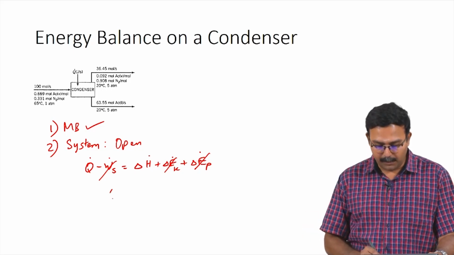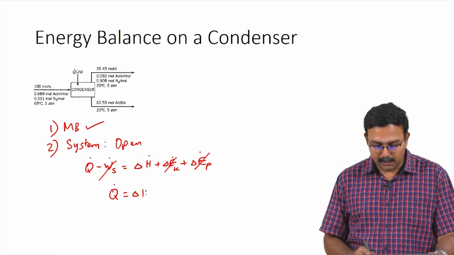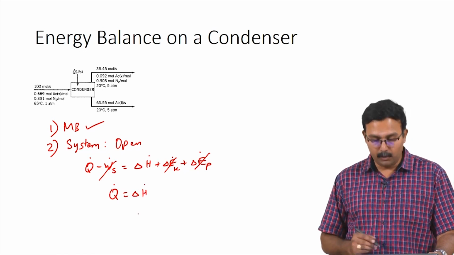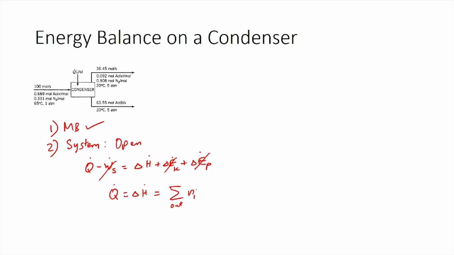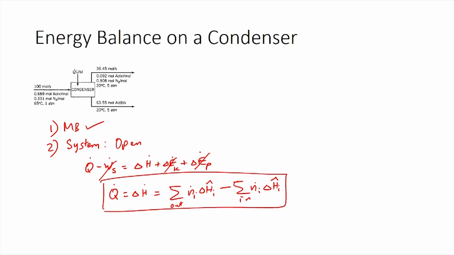So, the equation simplifies to Q dot equals delta H dot, and we already know that delta H dot for an open system is basically sigma of outlet Ni dot delta Hi cap minus sigma of inlet Ni dot delta Hi cap. Now, we need to calculate this so that we can get Q dot. So, that is what has been asked for. The next step is to identify reference states.